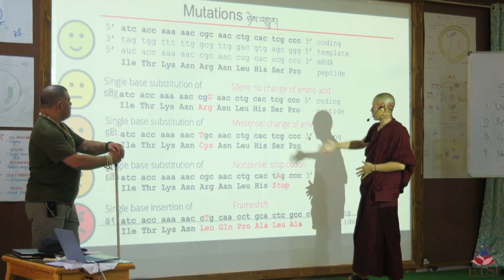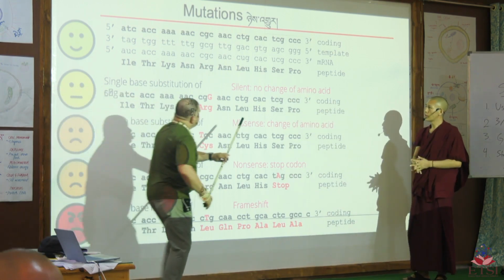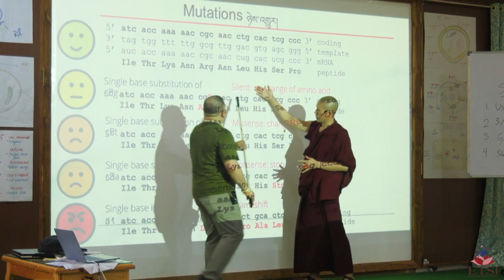Will you explain these four differences of mutations? What was the question? Once more, could you explain this four?